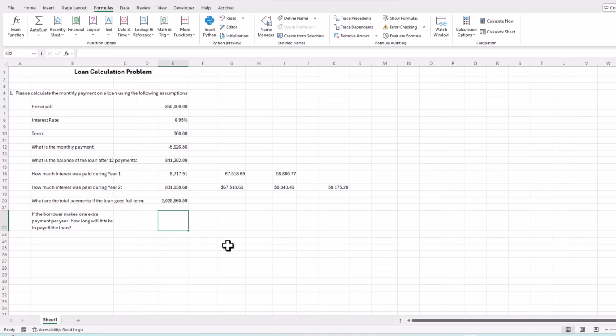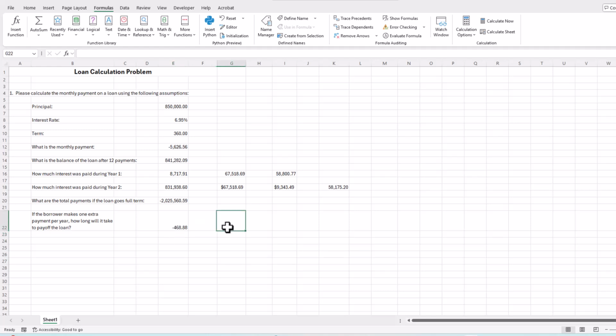And this is also something that I get asked a lot. How long will it take me to pay off the loan if I make one extra payment per year? Okay, that's a fairly typical question. I'll show you how I would proceed. One extra payment. So I'm going to take one payment, that's $526.56, and divide that by 12. That is the extra payment I want to make each month.